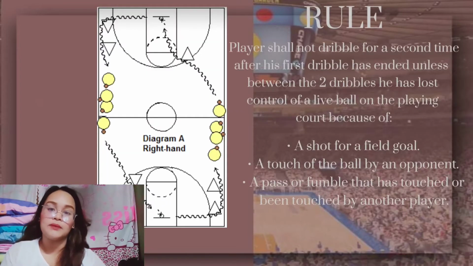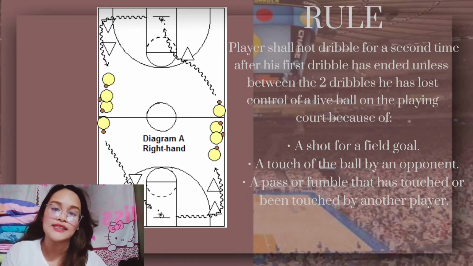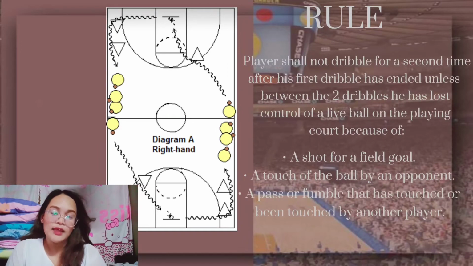Ang rule daw sa dribbling ay hindi na pwede mag-dribble for a second time after the first dribble, not unless kung sa dalawang dribble ay nawalan ng control sa bola sa loob ng playing court dahil sa sumusunod. Number 1, pagtira sa field goal. Number 2, na-touch ng kalaban yung bola. Number 3, pagpasa ng bola or mishandle ng bola at nahawakan ng ibang player.